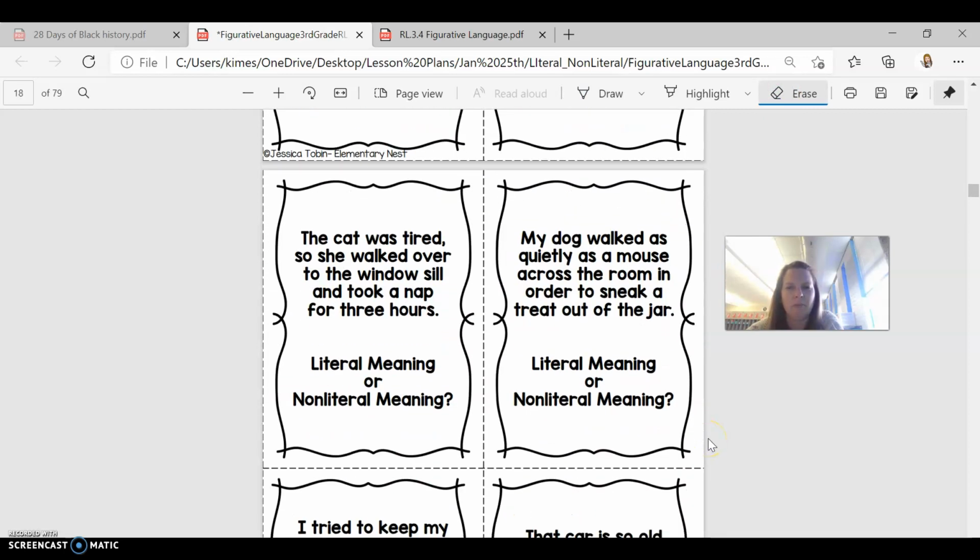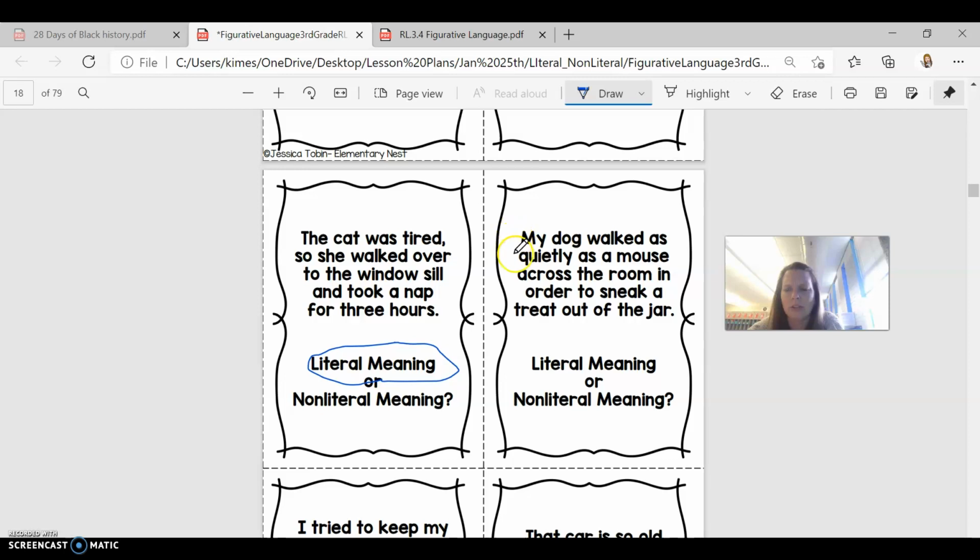All right, let's go to this one. The cat was tired, so she walked over to the windowsill and took a nap for 3 hours. Literal or non-literal? Could this really happen? All right, you should have said literal. Good job, guys, if you got that one right.